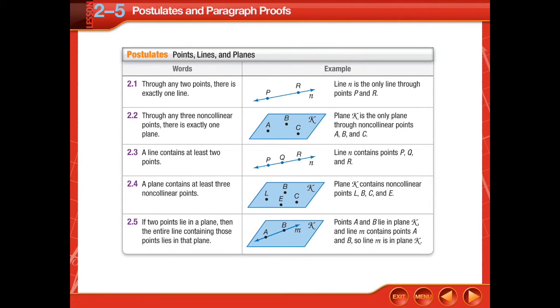So here we have our first postulates about points, lines, and planes. Through any 2 points, there is exactly 1 line. We already learned that in chapter 1. We are just putting it into more formal language. Through any 3 non-collinear points, there is exactly 1 plane. We already learned that information in chapter 1. All we are doing is putting it now into if-then format. So again, I would suggest you review these and make sure you are familiar with their definitions.